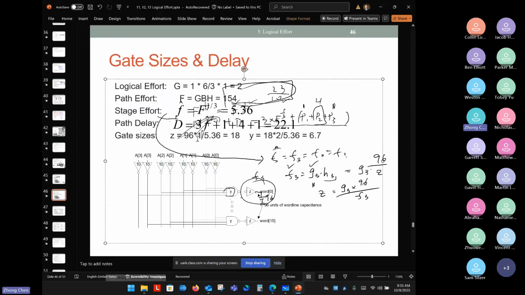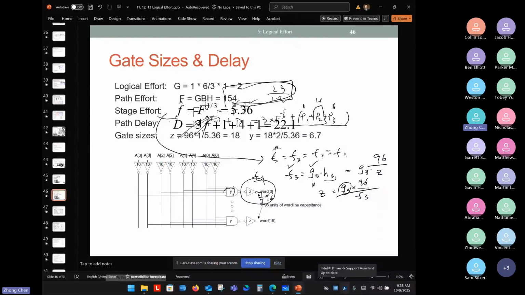And for the gate size, we can start with the Z here. Z is 196 times 1 divided by 5.36. So we have the equation here to calculate the size of the last stage, for the inverter Z here. Remember, use this equation. Here, G3 is equal to 1, 19.6 divided by F3. F3 is equal to F here.